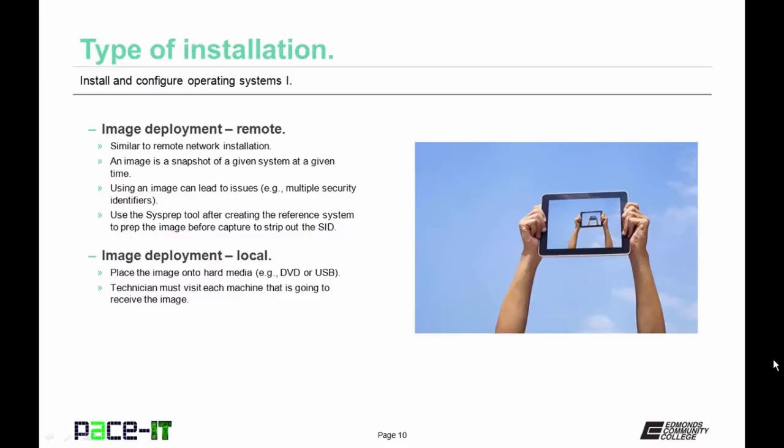Now let's talk about image deployment local. This is where you place the image onto a hard media, as in a DVD, USB, portable hard drive, and you go and visit each machine deploying the image one by one.